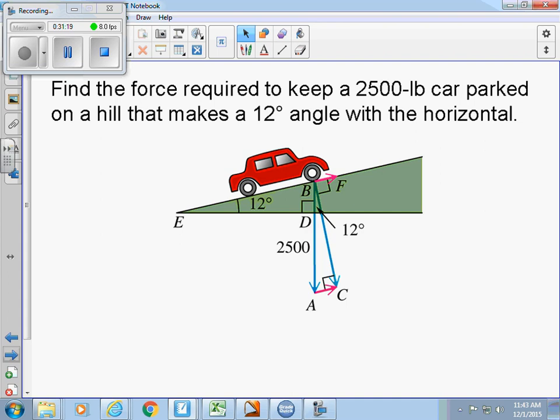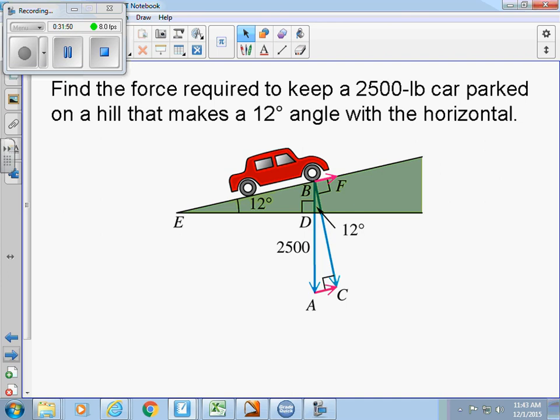Find the force required to keep a 2,500 pound car parked on a hill. Too many right angles. So what we need is the force going up the hill to be 2,500, right? 2,500 pounds. So any questions about that so far?